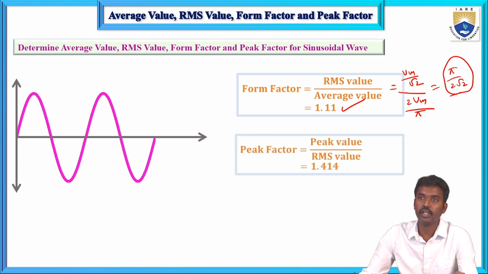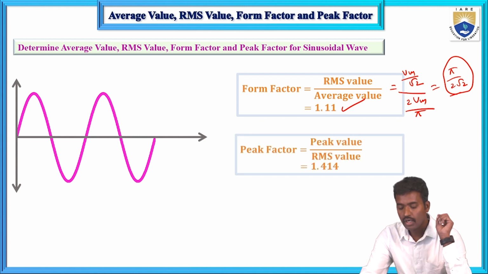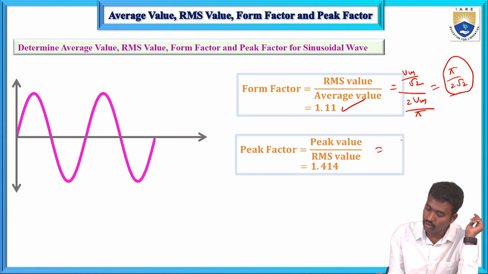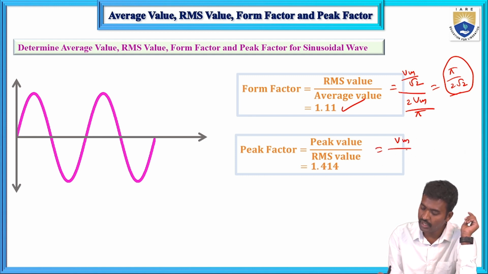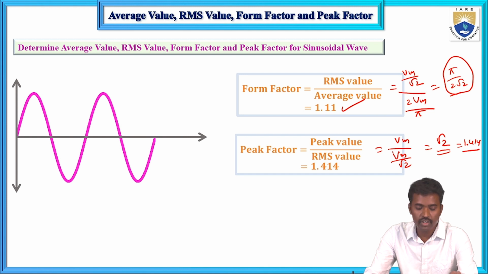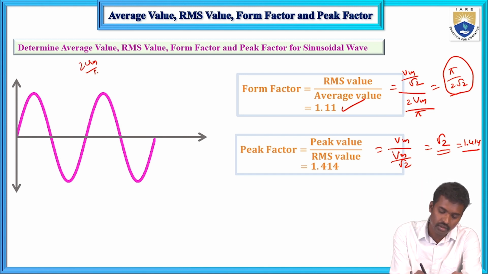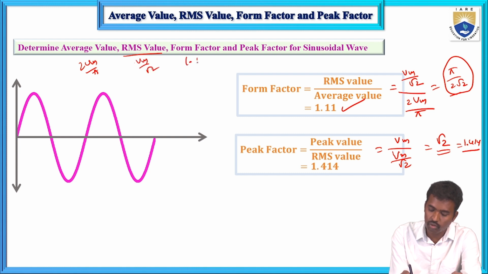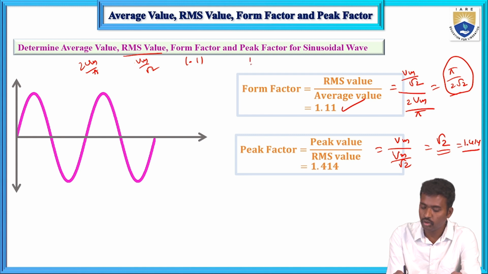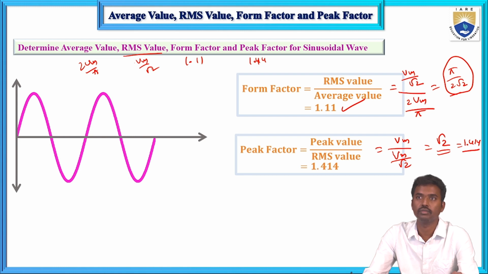Next, peak factor equals peak value divided by RMS value. Here the peak value is Vm and the RMS value is Vm by root 2. That equals root 2, which is 1.414. So for a sine wave, the average value equals 2 Vm by pi, the RMS value equals Vm by root 2, the form factor equals 1.11, and the peak factor equals 1.414.